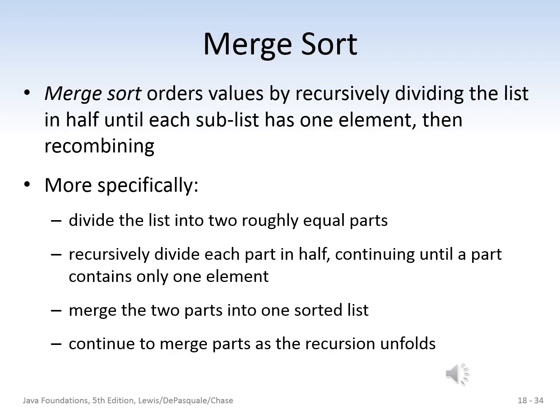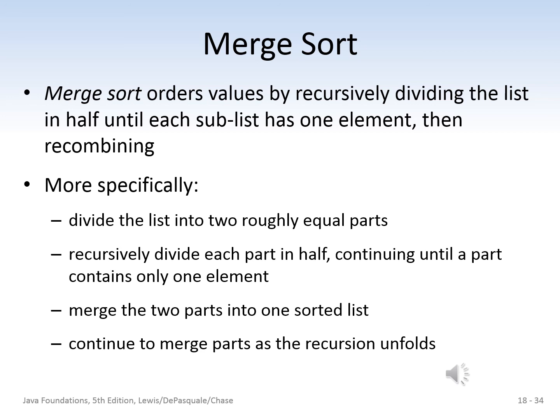Next up, the merge sort. The merge sort continues to recursively divide a list in half until each sublist has just 1 element. Then it recombines them, sorting them as it recombines them. So here are the steps. It'll divide the list into two equal parts, or if it's an odd number, roughly equal parts.